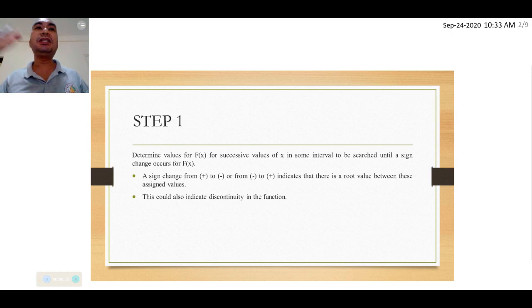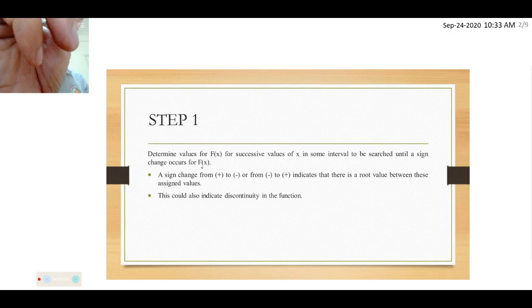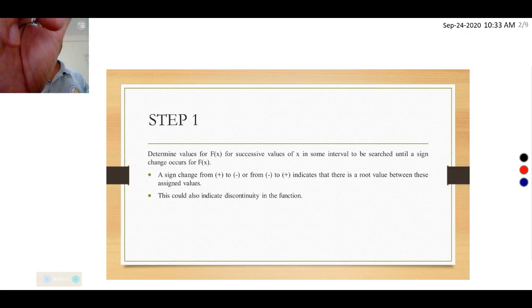Again, this is an iterative way of solving for the root of the equation, wherein the succeeding values of x in solving for the next value in the table will be dependent on the sign of our first function of x here. If there is a sign change from positive to negative or from negative to positive, it indicates that there is a root value between these assigned values.